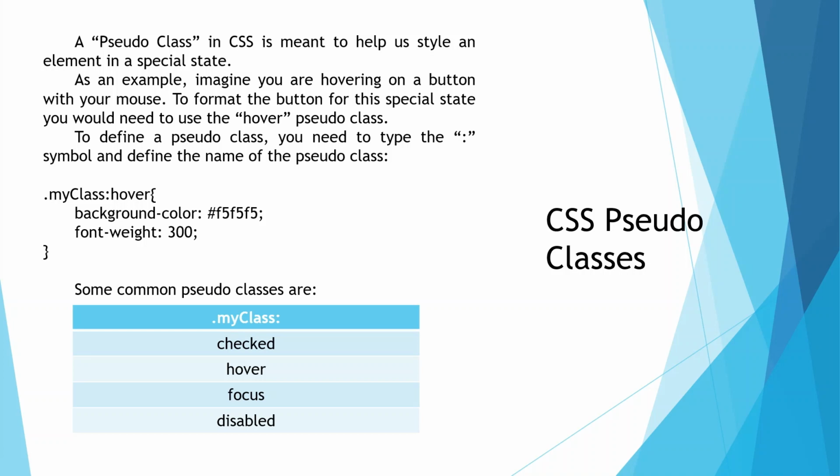Or let's say that we want a link to be underlined when we hover on top of it and to change its color, the color of its text. So we use the hover pseudo class. So without further ado, let's get our hands dirty.